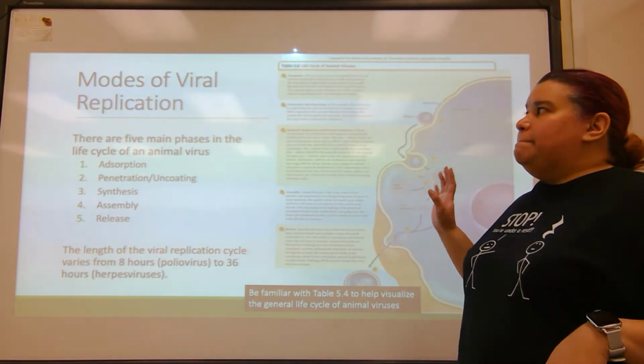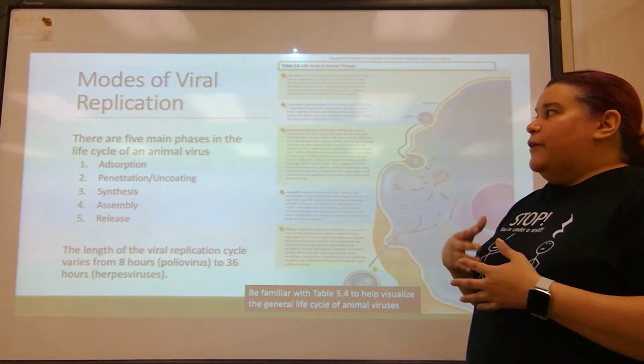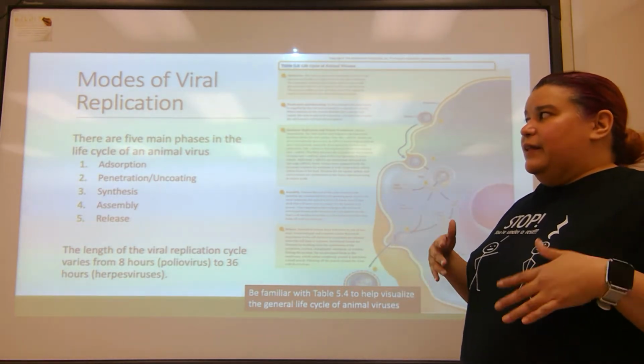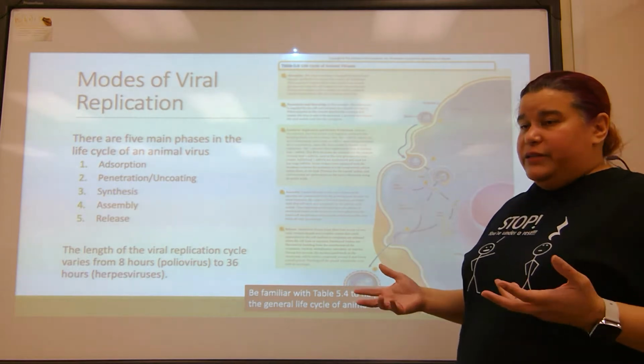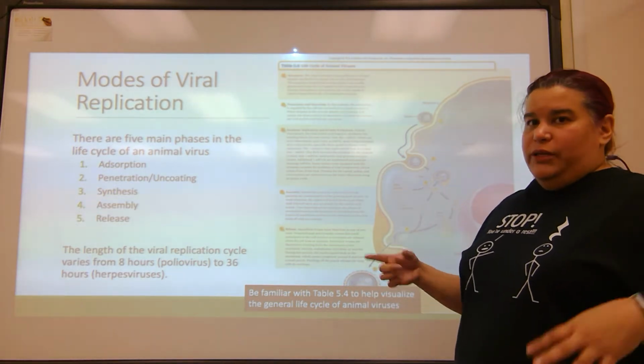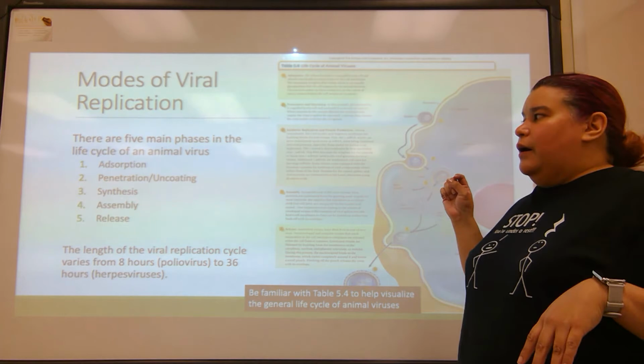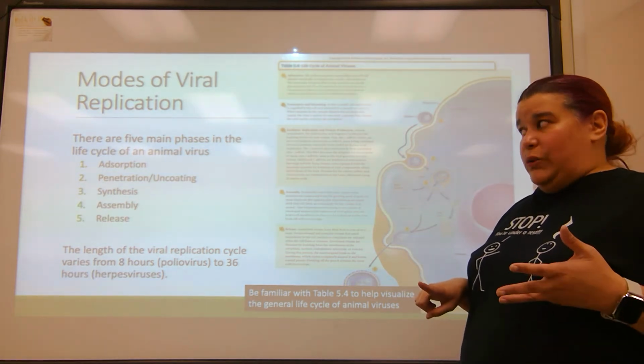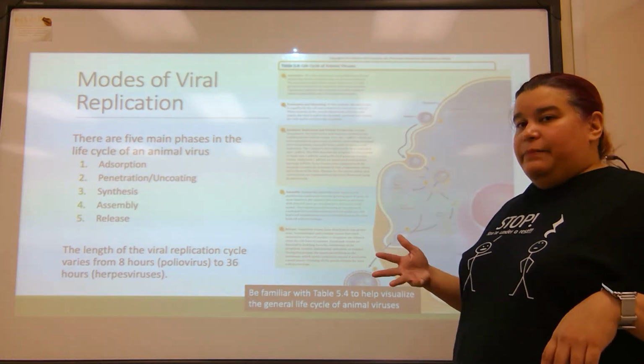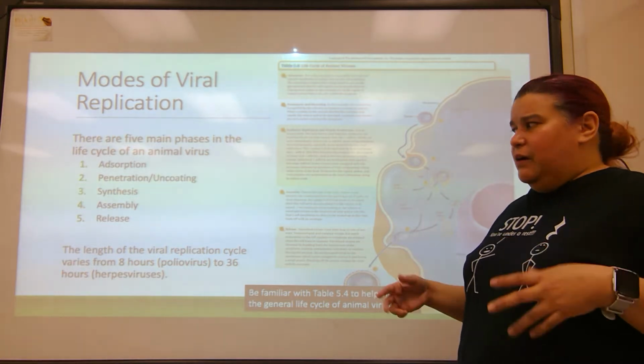Okay, so modes of viral replication. There are five main phases in the life cycle of an animal virus. There's adsorption, you're adding it, penetration or uncoating, synthesis, assembly, and then release.